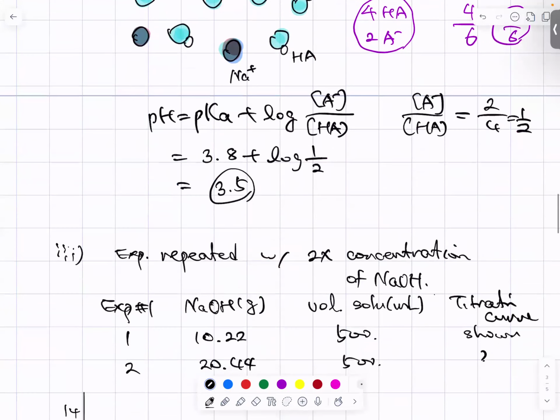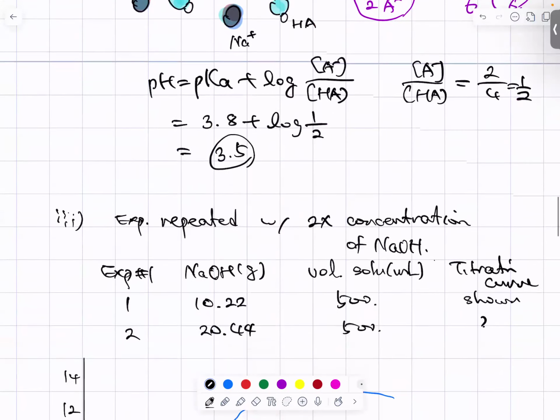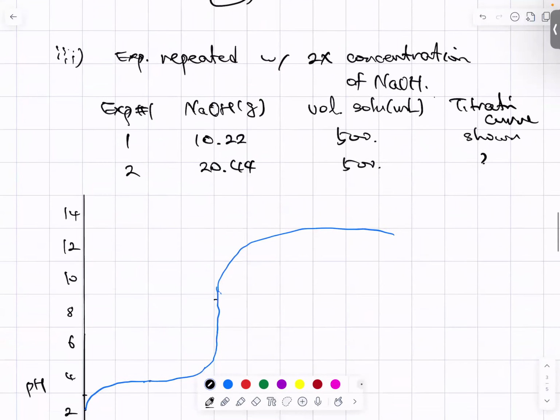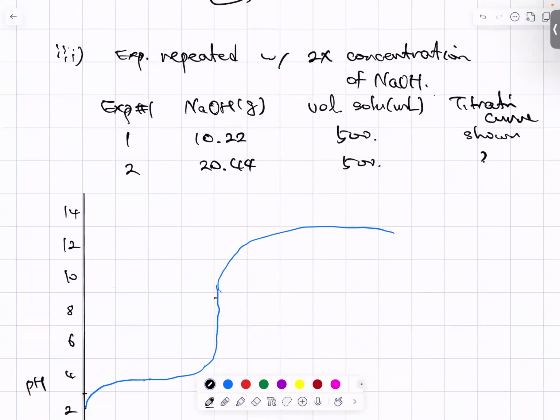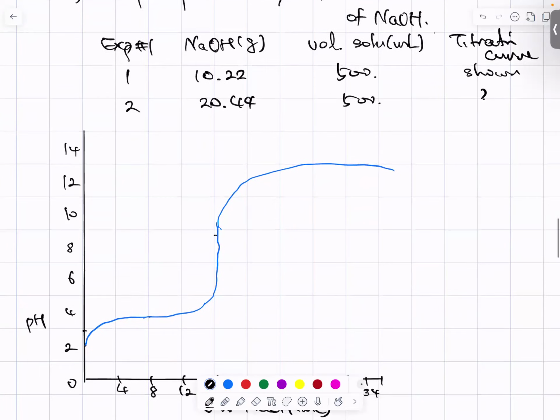Okay, next one, let's move up. Now, the experiment was repeated with 2x concentration of sodium hydroxide. Initially, in experiment set 1, 10.22 grams of sodium hydroxide was dissolved in 500 milliliters of solution. Now, double the amount, 20.44 grams of sodium hydroxide dissolved in 500 milliliters of solution. So let's draw the titration curve.